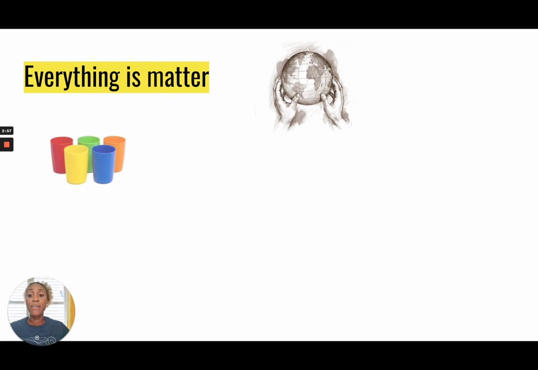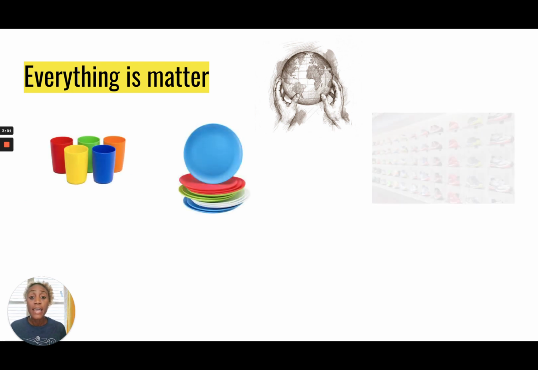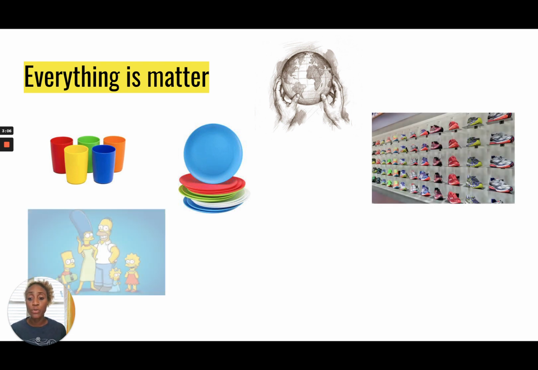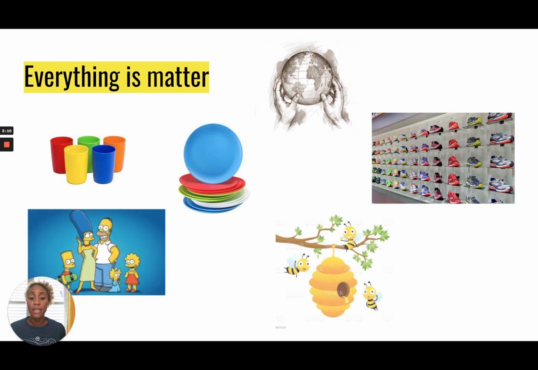Now, matter is everywhere and it's everything around us. So everything is matter. Whether it's our cups, our plates, or shoes, everything is considered to be matter. The birds, the bees, the trees, your family member, your mom and dad, sister, brother, uncle, aunt, everything in the universe. Once it has a mass and a volume, it is considered to be matter. Good?